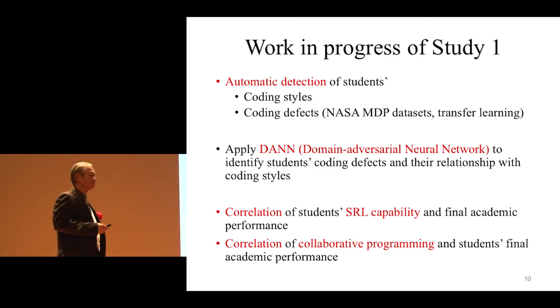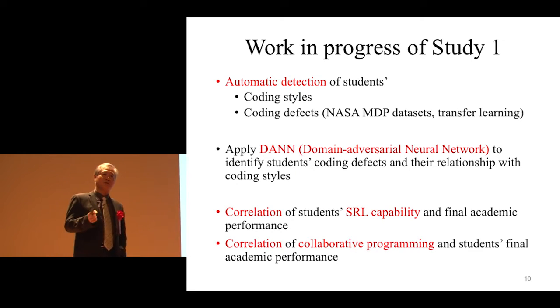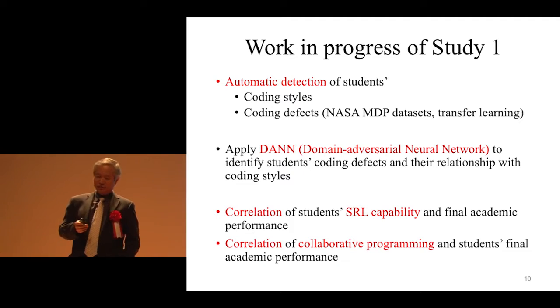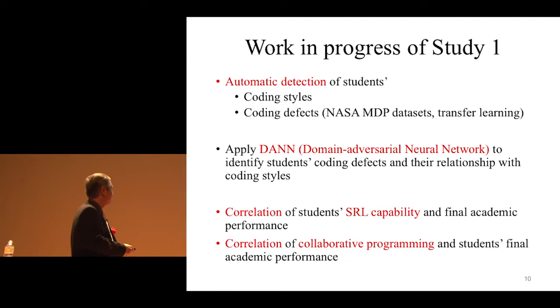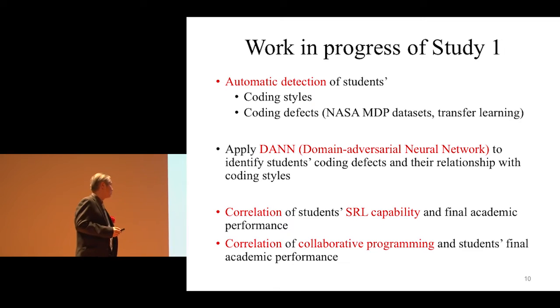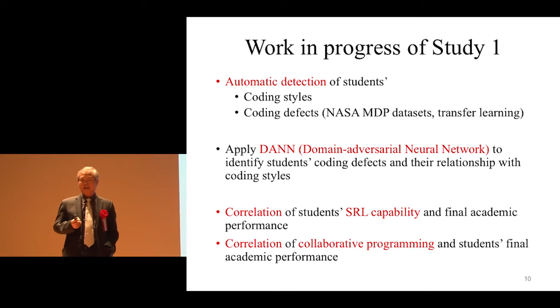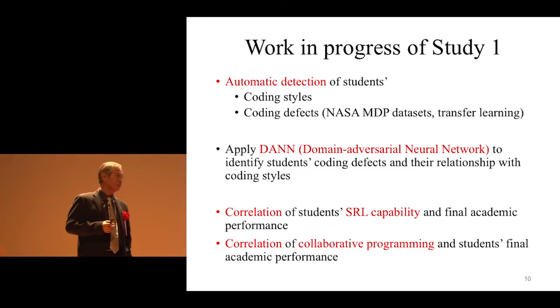We utilize NASA's data set, because we are doing Python, so we need to do transfer learning. And the algorithm we use is DANN, a domain adversarial neural network, to identify students' coding defects and their relationship with the coding styles. We're also interested in finding out the correlation of students' self-regulated learning strategies and their final performance.